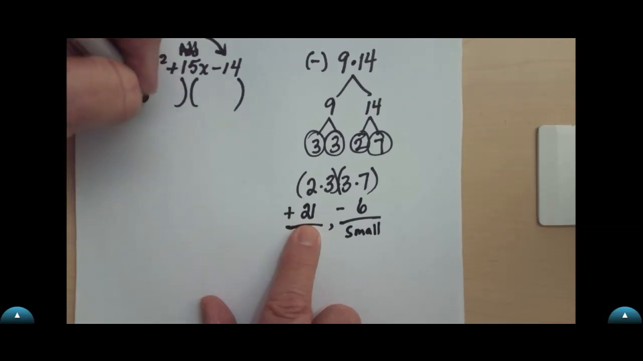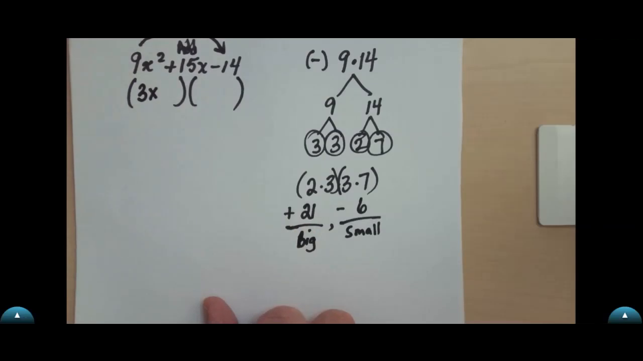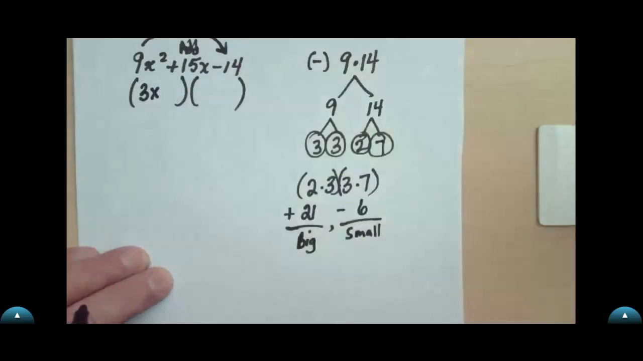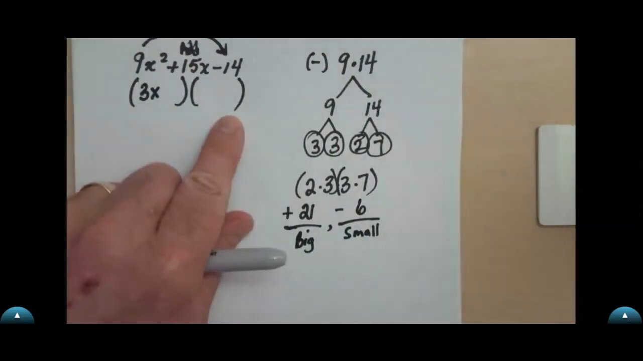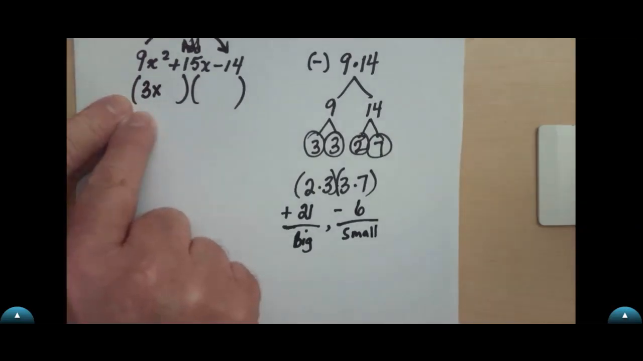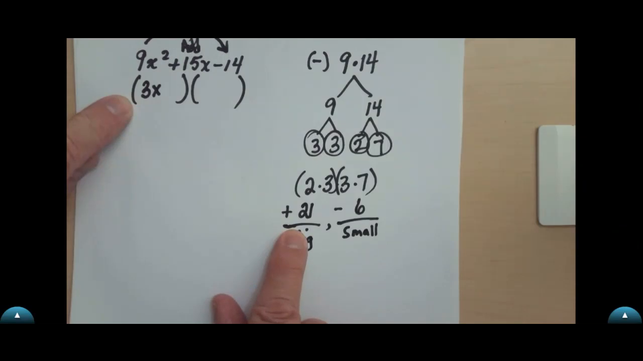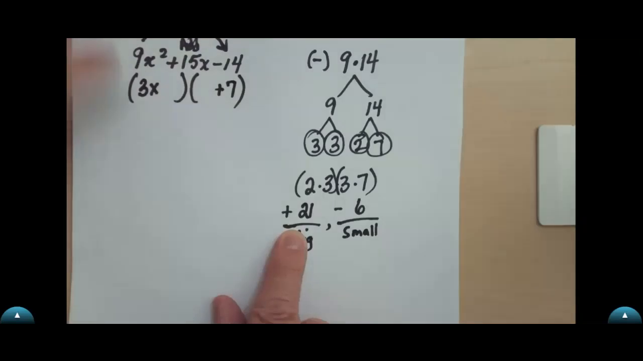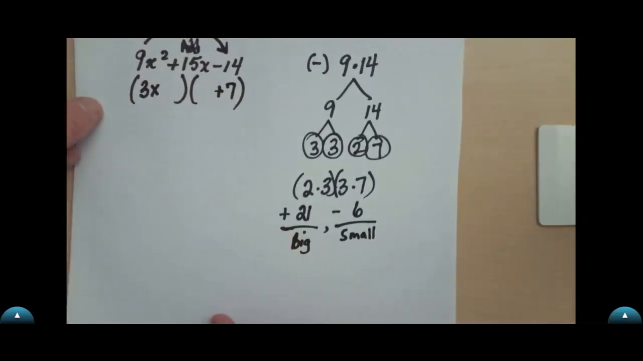Then I need 3x at the beginning of the first set of parentheses. What do I need at the back end of the second set of parentheses? What needs to go at the back of the second set of parentheses? Would it be negative 7? No, positive 7. Positive, because it's whatever you multiply 3 times to get positive 21, right? Well, 3 times positive 7 is positive 21. Everybody see that?